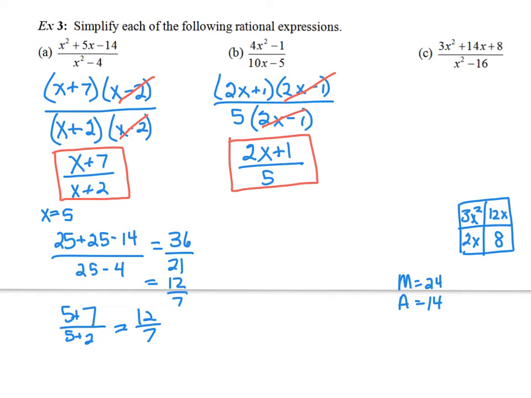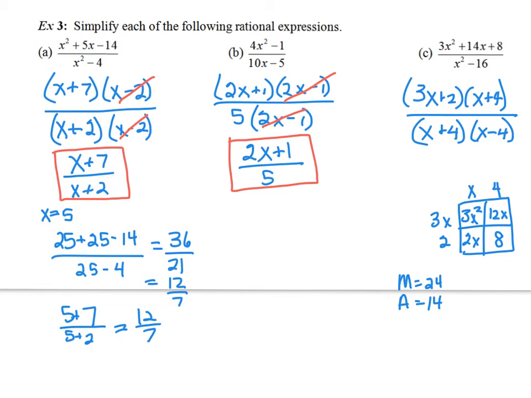In the top row, I'm going to take out a 3x. In the bottom row, I'm going to take out a 2. In the first column, they have an x in common. The second column has a 4 in common. So 3x plus 2 times x plus 4. The denominator can be factored into x plus 4 times x minus 4.